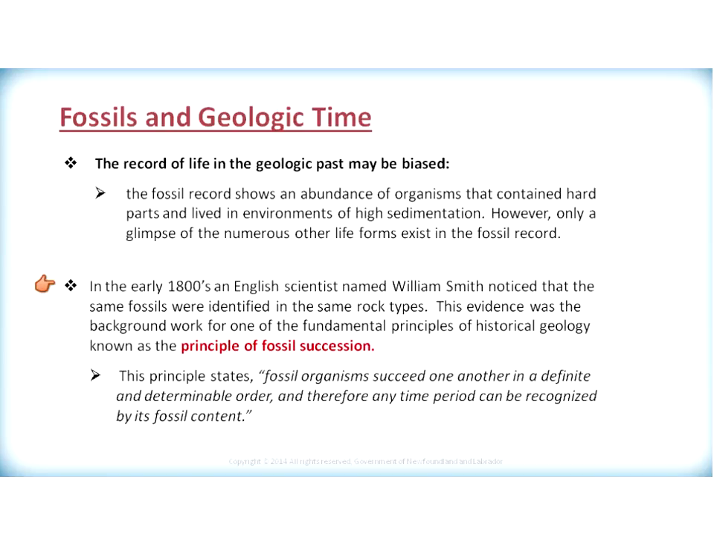In the early 1800s, an English scientist named William Smith noticed that some fossils were identified in the same rock types. This evidence was background work for one of the fundamental principles of historical geology, known as the principle of fossil succession. This principle states that fossil organisms succeed one another in a definite and determined order, and therefore any time period can be recognized by its fossil content. In the geologic past, fossils can be identified and they progress through time in a fixed pattern.